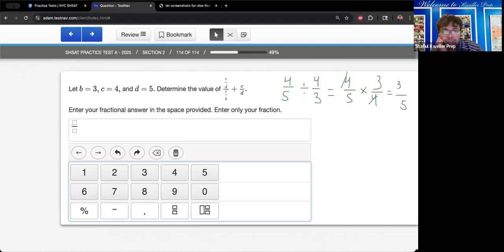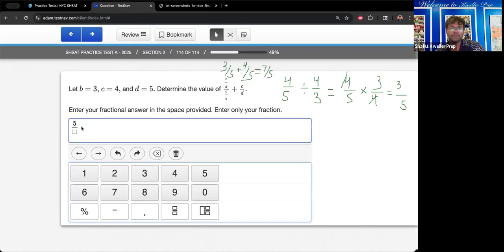Wait, did I do that right? 4/3. Yeah, it should be 3/5. So this is 3/5. And then plus C over D. C over D is 4 over 5. So that's 7 over 5. So the answer is 7 over 5. And they already give the fractions, so.